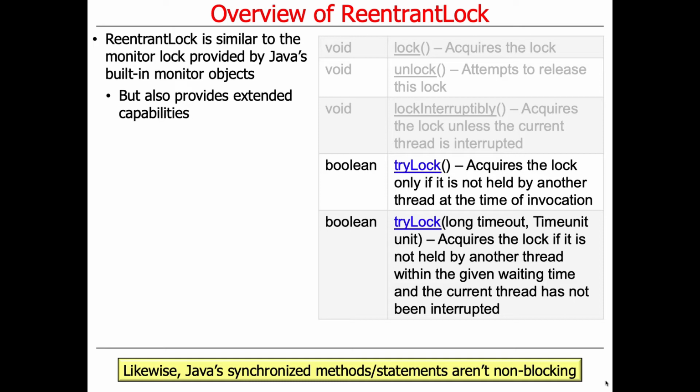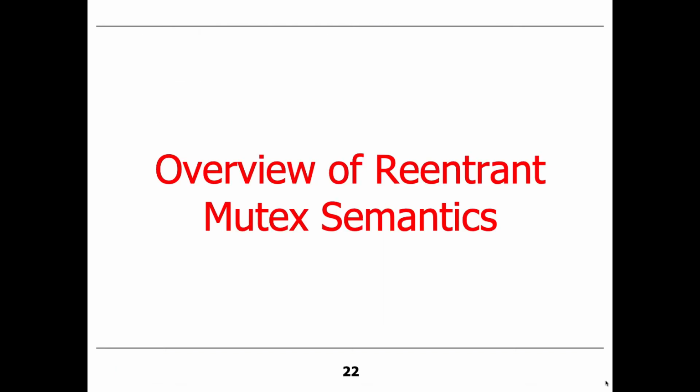And if you don't succeed, then you'll get a false back. Java's synchronized methods and statements do not support non-blocking operations. They always block. Let's talk about Reentrant mutex semantics.